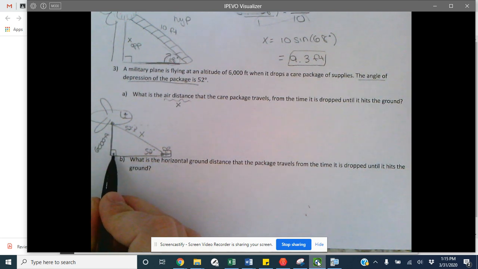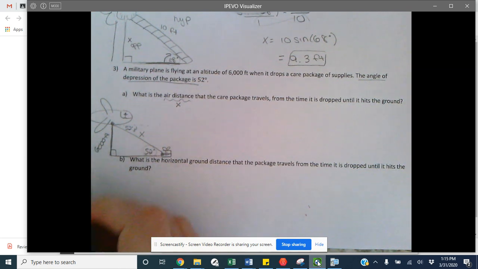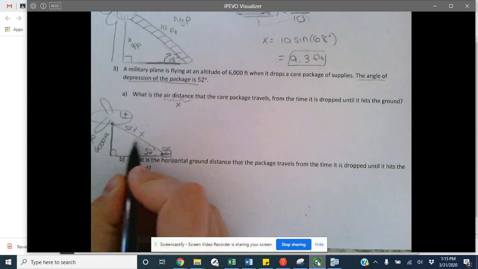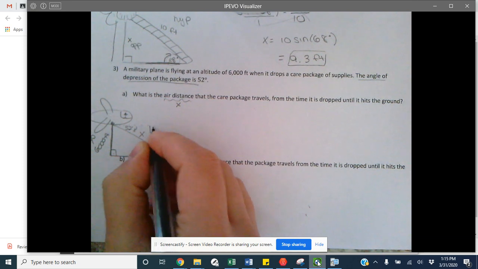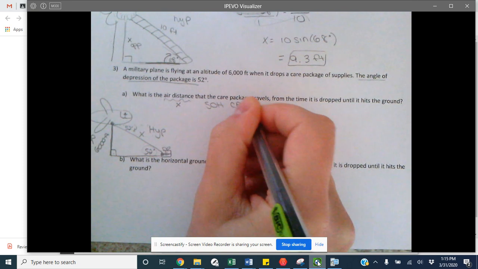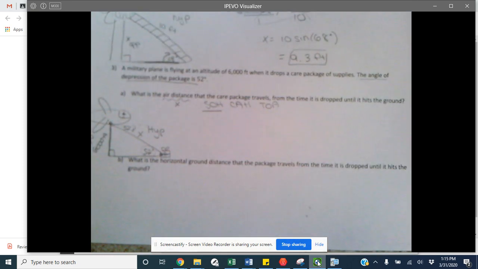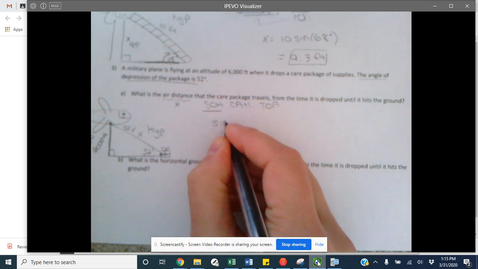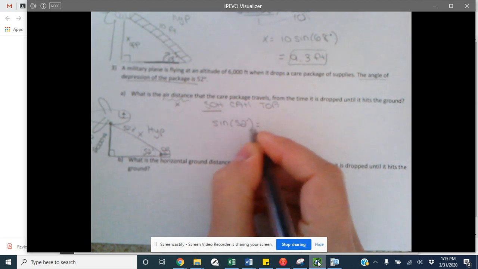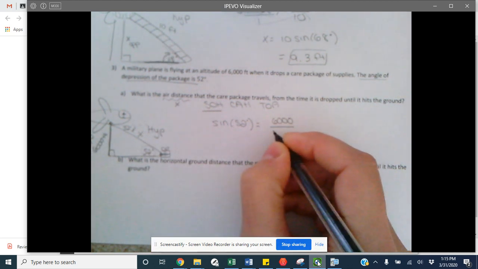Now, the vertical and horizontal lines make a right angle. So now, let's see which trig function we have. There's your angle of reference. So 6,000 is going to be labeled opposite. The x is going to be labeled hypotenuse. So are we looking at SOH, CAH, or TOA? If we have opposite and hypotenuse, sine. So we have sine 52 degrees equals opposite over hypotenuse, 6,000 divided by x.